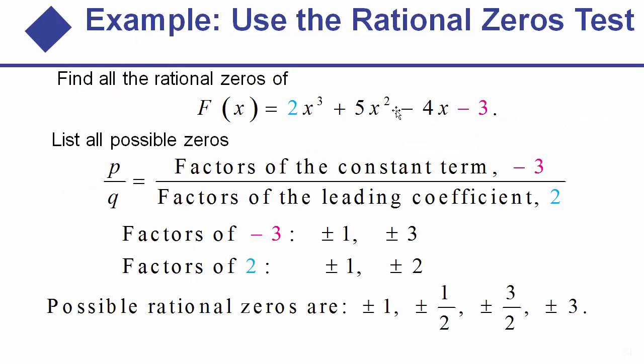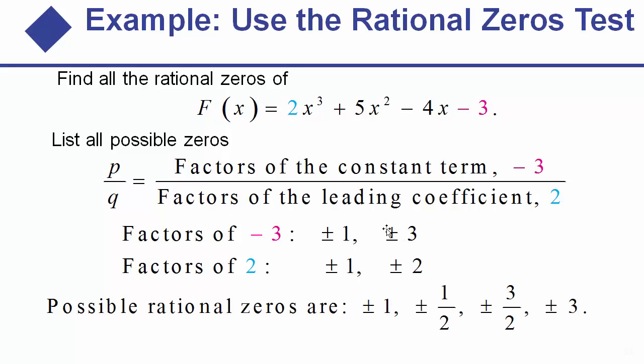So here's our typical polynomial function. We set up our fraction as factors of the constant term over factors of the leading coefficient. Well, factors of the constant term are just 1 and 3, plus and minus, and factors of the leading term are 1 and 2, again, plus and minus. So it's going to be 1 divided by 1, 1 divided by 2, 3 divided by 1, or 3 divided by 2. And plus and minus, of course, of all those.